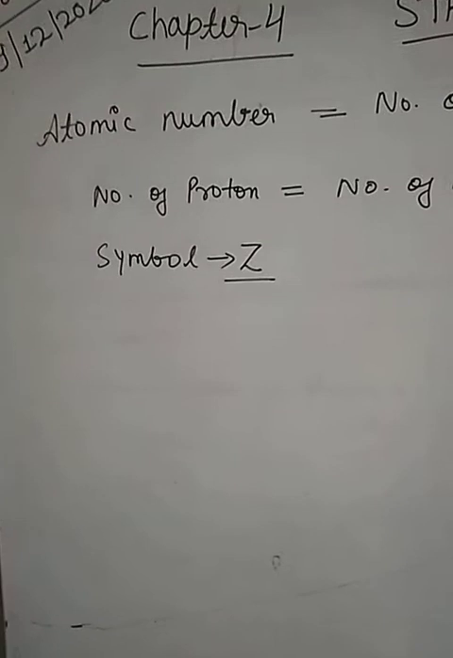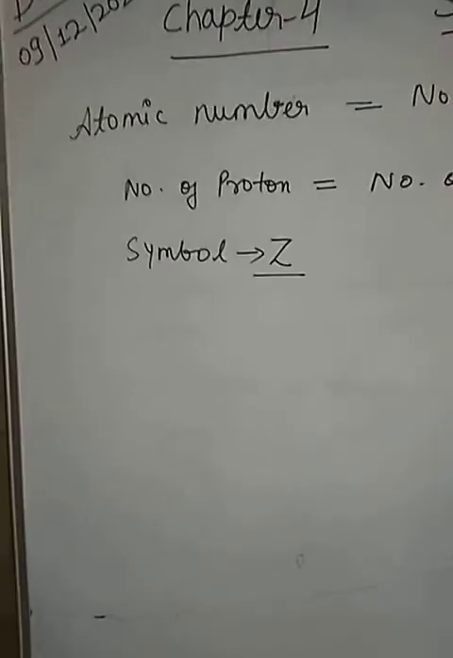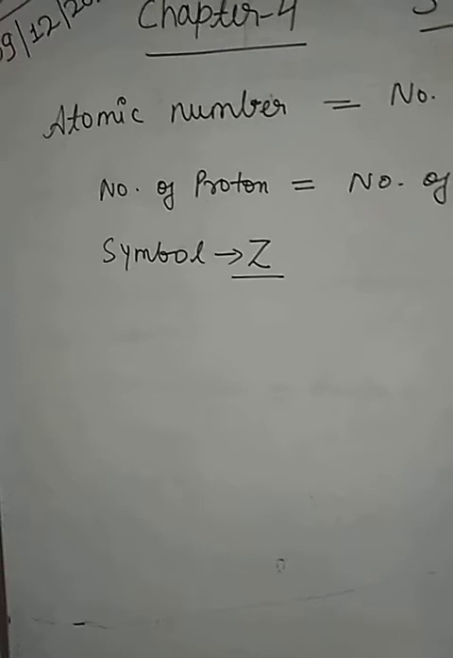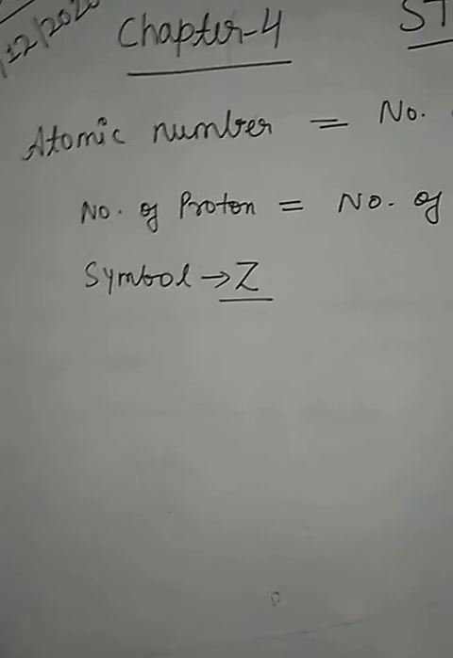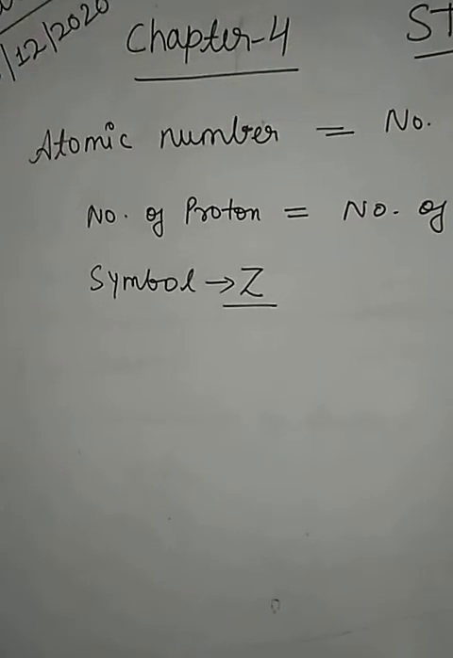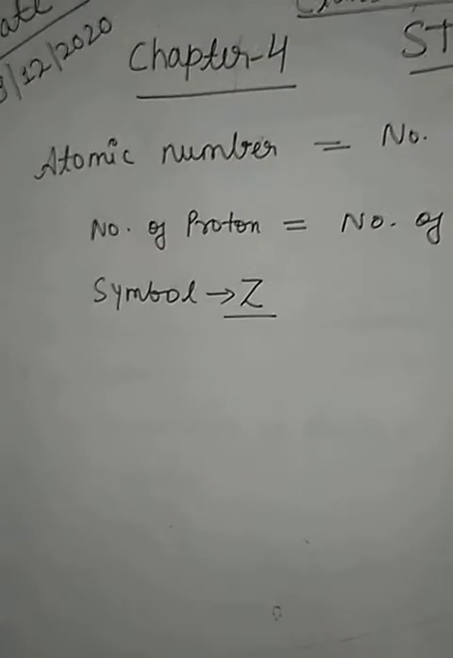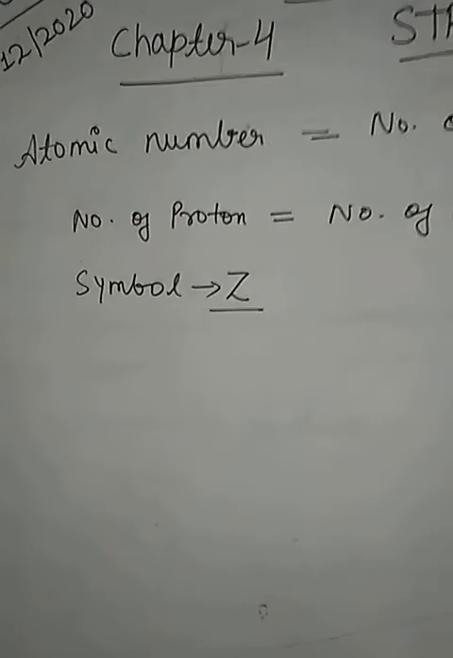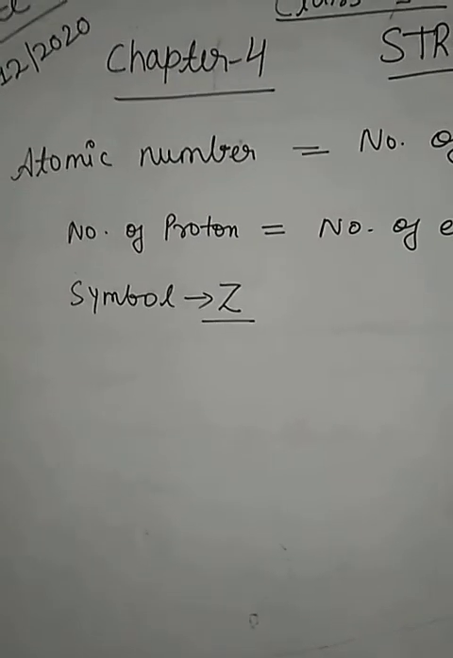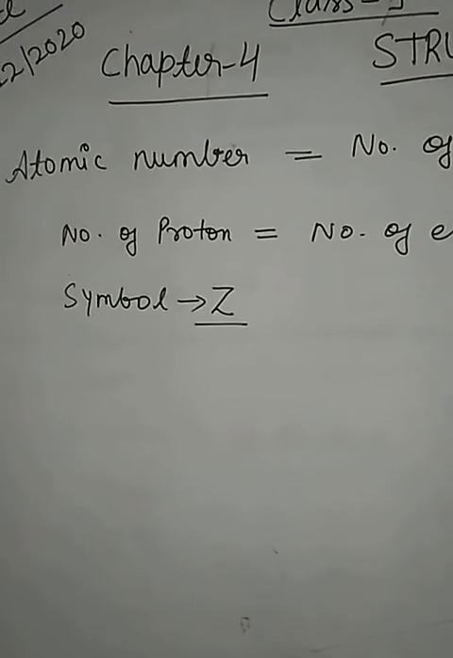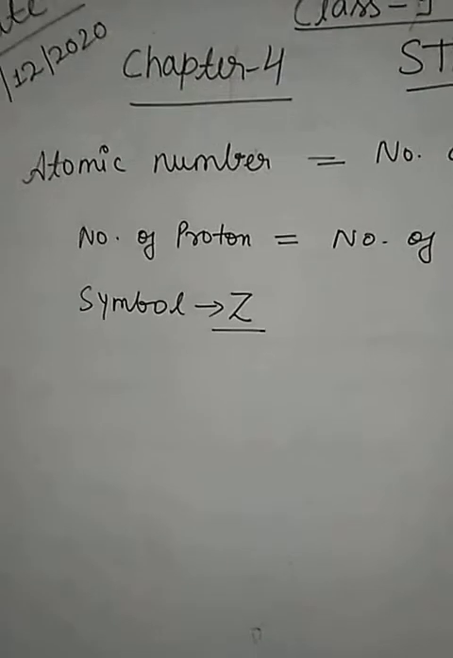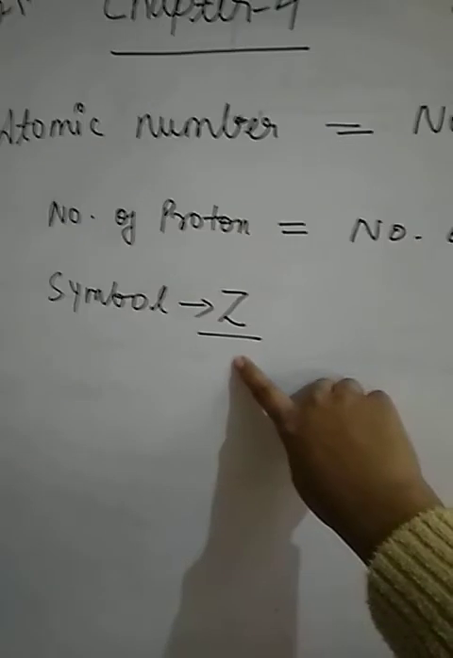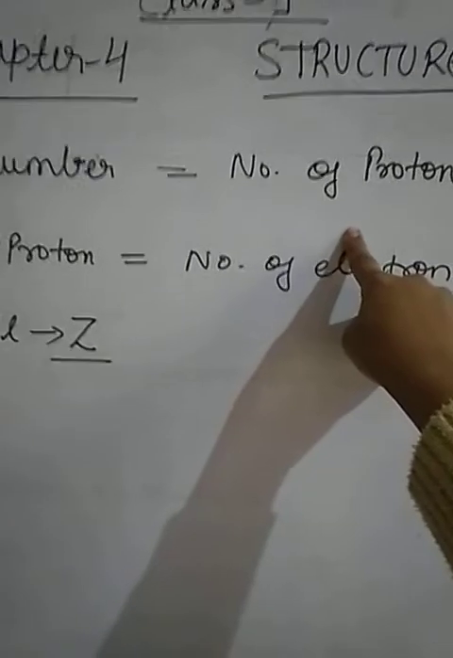Now today we are going to study about the atomic number. Children, we know that the protons are present in the nucleus of an atom, and it is the number of protons present in an atom which determines its atomic number. We can define the atomic number as the number of protons in one atom of an element, and it is denoted by capital Z. It means the atomic number Z is equal to the number of protons present in the given atom.